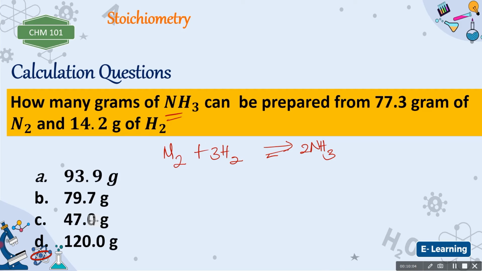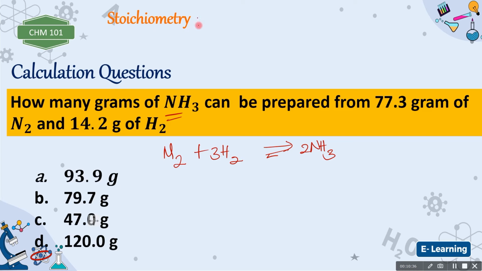Now they say how many grams of NH3 can be prepared from 77.3 grams of N2 and 14.2 grams of H2. Now I want to know the limiting reagent first in this particular question given to you. Now, how do we know the limiting reagent? The one with the least amount of mole is the limiting reagent. So firstly, 77.3 grams of N2.